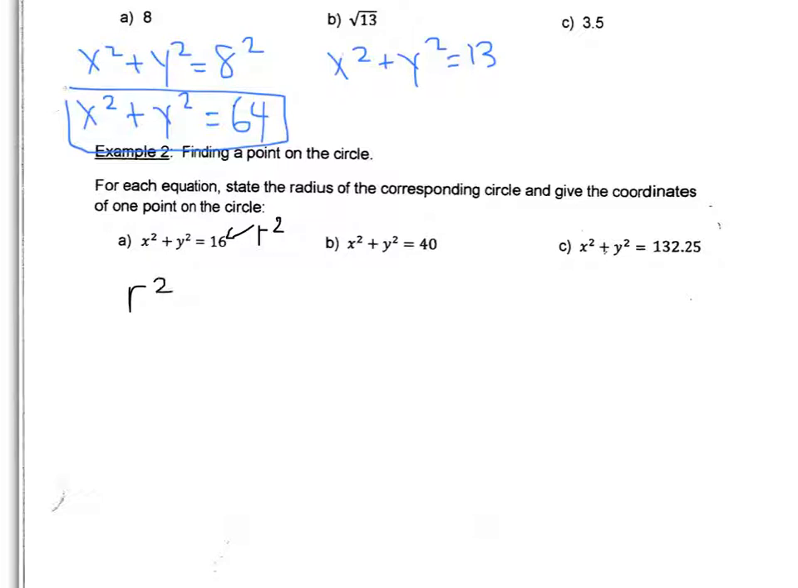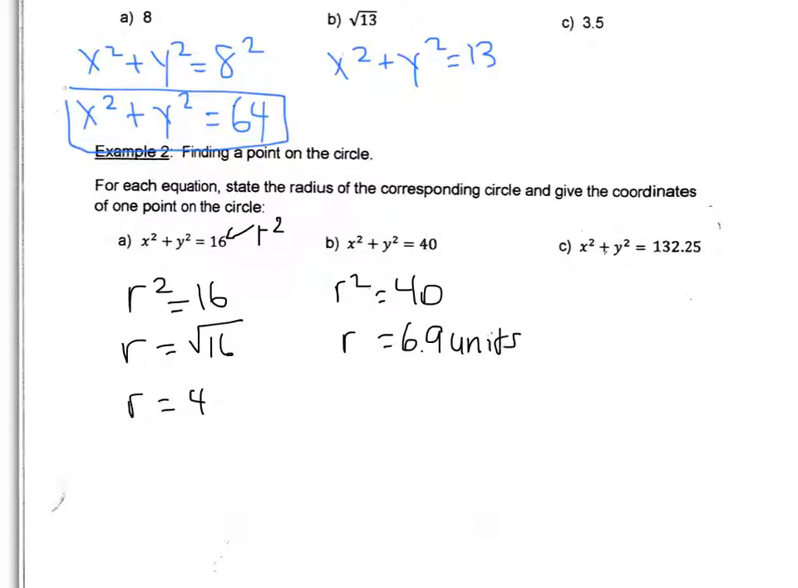So if radius squared is 16, then the radius would be the square root of 16, which means it would be equal to 4. So the square root of 40 in the next question would give you your radius, r squared equals 40. So the r would be the square root of 40, which should be 6.9 units.